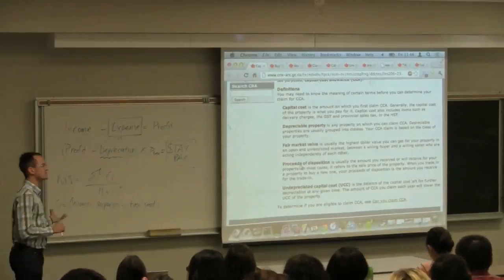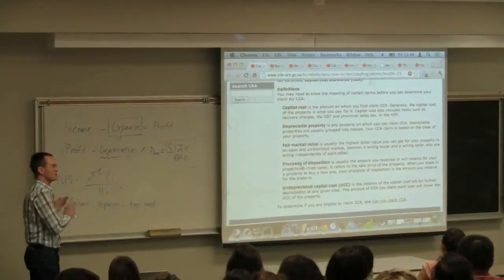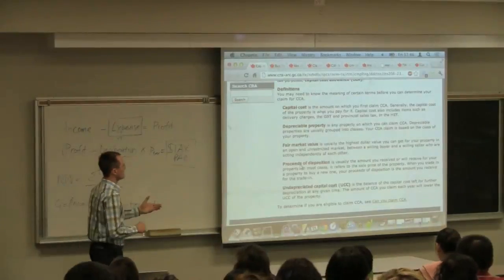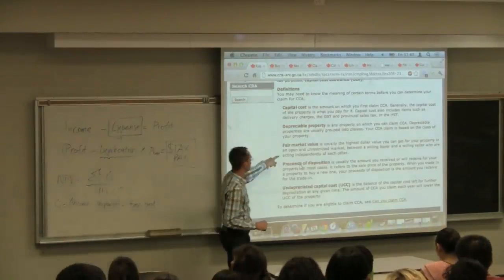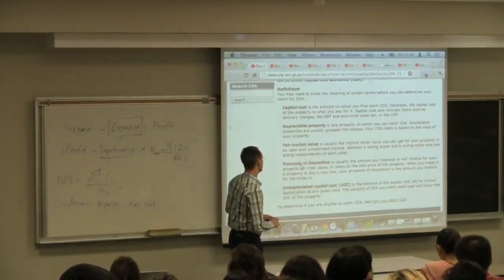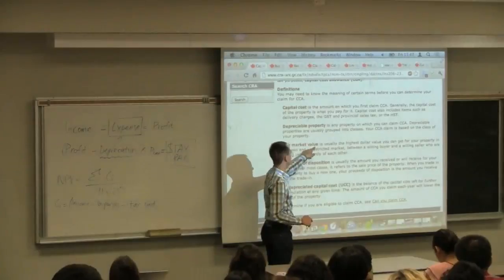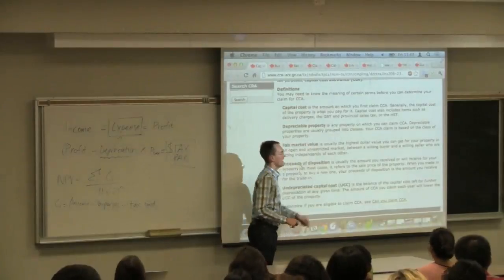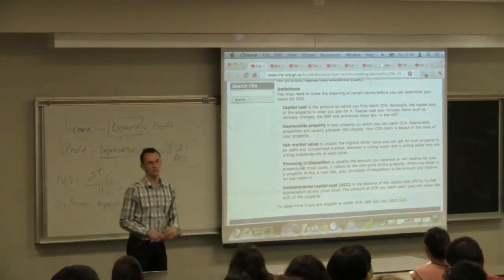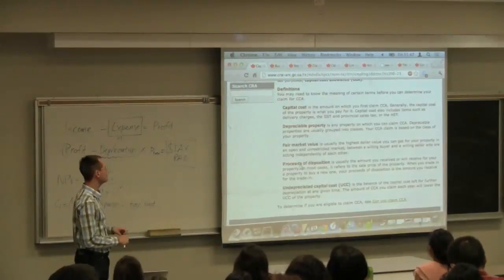That's going to be the equivalent of the salvage value. And so there's equivalent terms that we use in this course. You need to understand the CRA's terminology. Fair market value. Proceeds of disposition, that's the amount you received for your property. So there's a difference here. This is the amount you expect to receive. This is the amount you actually receive. This is the proceeds of disposition when you actually do sell it. You may or may not receive your fair market value.